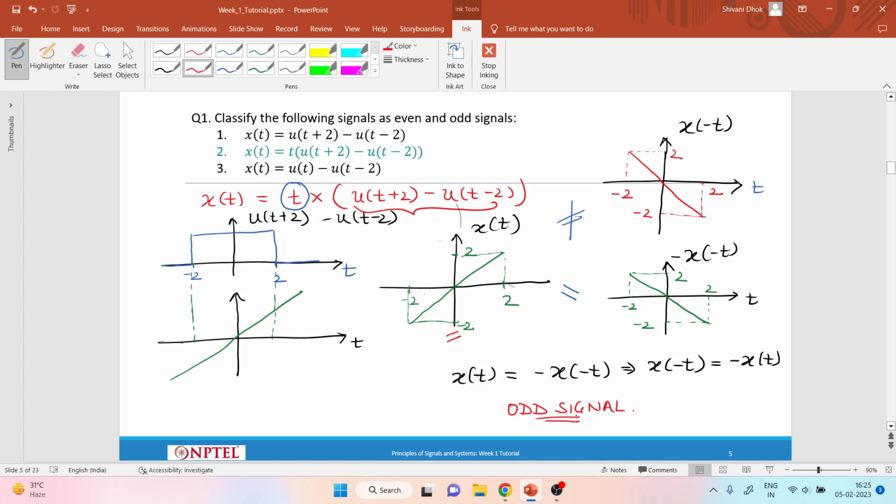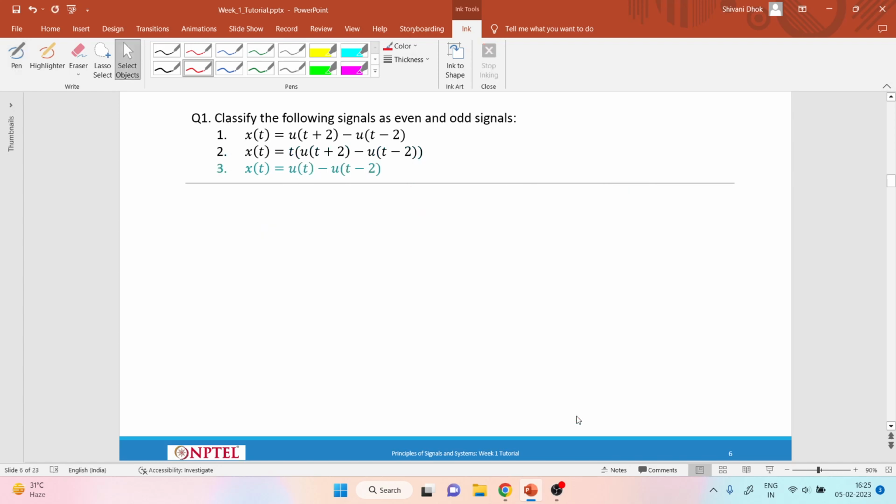Is this example clear? Does anyone have any doubt in this question? Please unmute yourself and ask the doubts, and you can just pause me anytime if you don't understand any particular step.